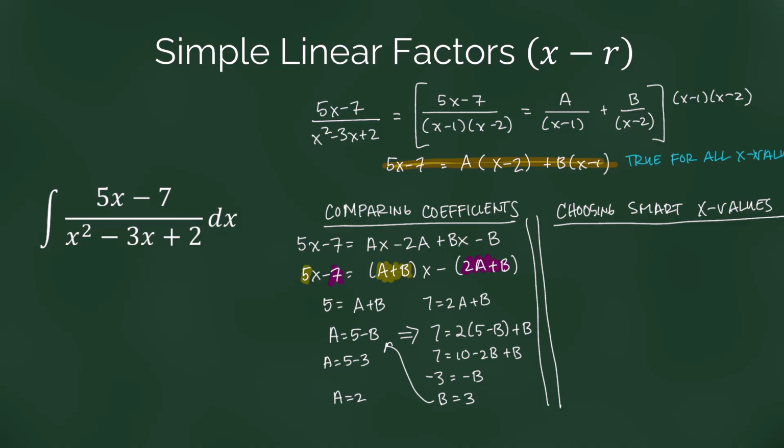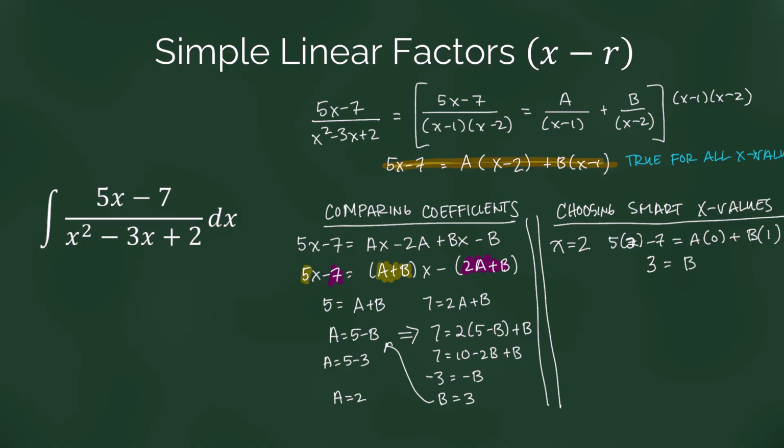So what we can do is pick a smart value of x that allows us to figure out what a and b are. We're going to choose that value so that one of our terms, either the a term or the b term, goes away. First, we can let x be 2. On the left-hand side, we get 5 times 2 minus 7. On the right-hand side, we get a times 0 plus b times 1. So we made our a term disappear. That gives us 3 is equal to b.